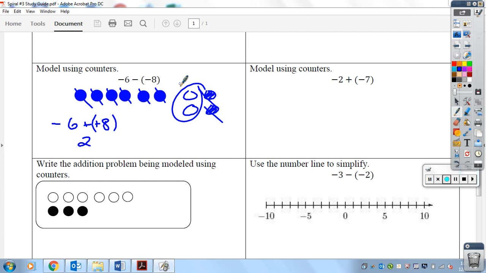Model using counters, 2 negatives. 1, 2. Add to that 7 negatives. 1, 2, 3, 4, 5, 6, 7. That's -9, which is what the answer would be. 2 negatives plus 7 more negatives is -9.